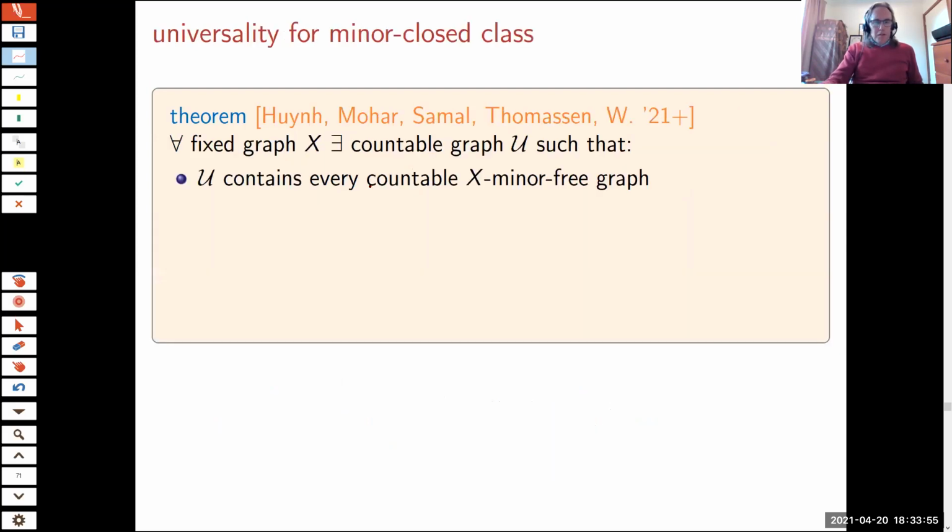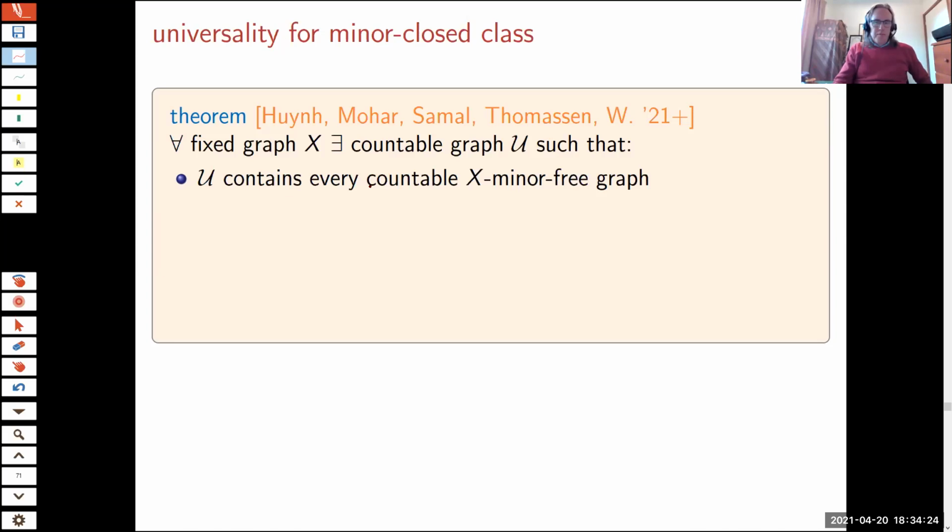And we get universal graphs. So this is a universal graph for really any minor closed class. Here's the statement. For every fixed graph X, there exists a universal graph U. Now, U is explicitly defined in our paper, but I'm not going to define it here. The definition just gets technical, but it is an explicitly defined graph. And U is very well behaved. It has what we want.